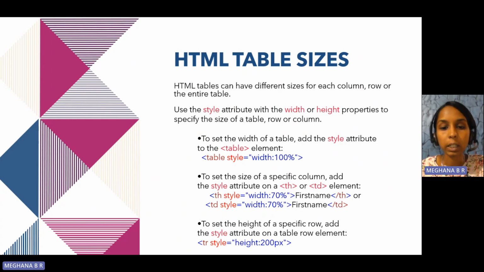Next is setting the size of a specific column. We add the style attribute on a th or td element, and the relevant syntax is there. Next, to set the height of a specific row, we add the style attribute on a table row element, that is, tr style equal to height 200 pixels. So this is the syntax. We'll see an example of this.